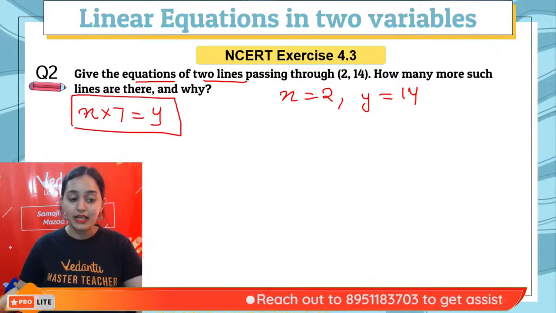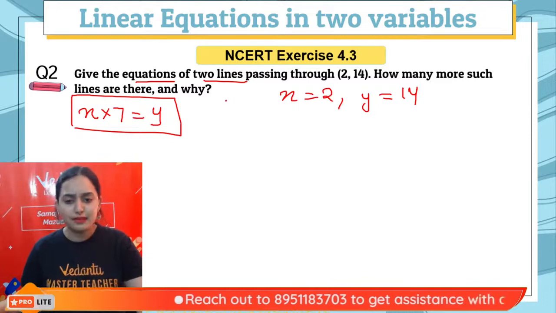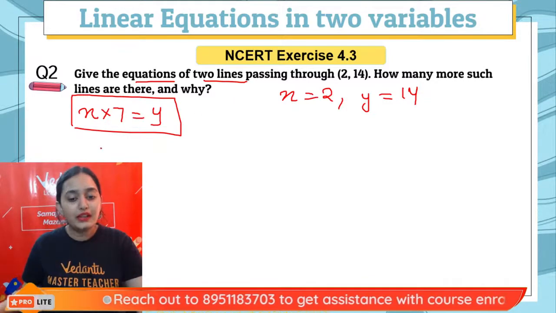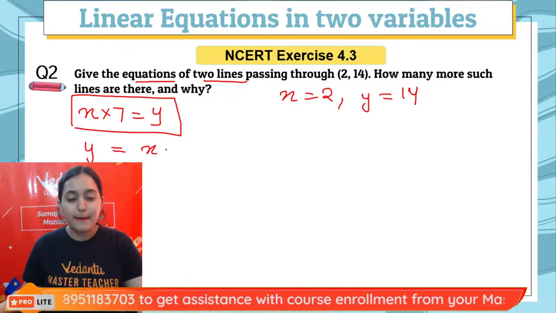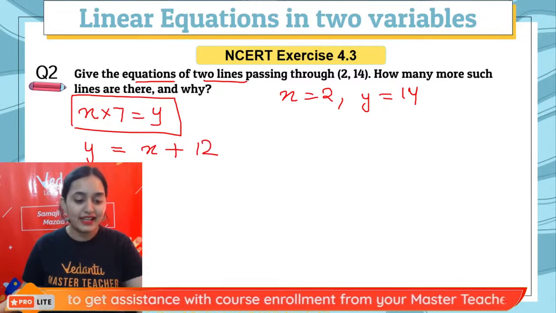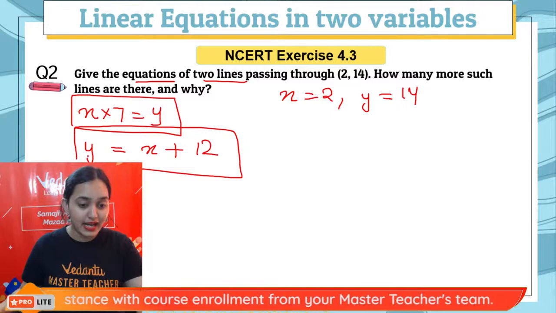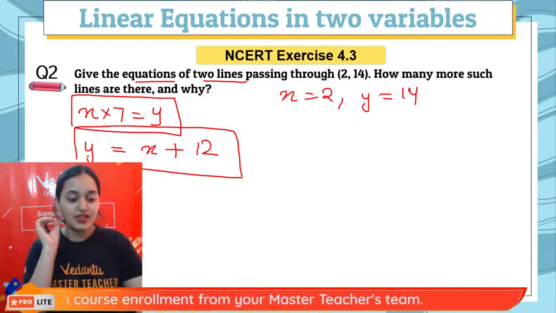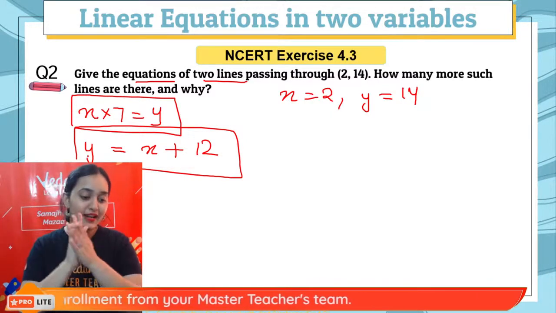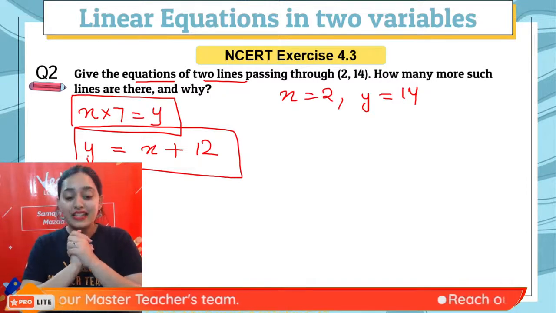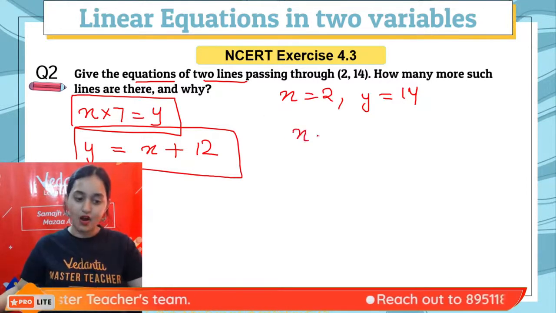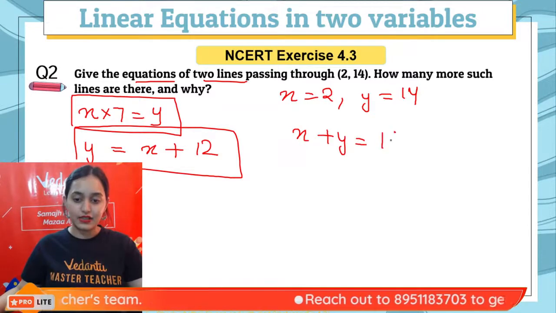ऐसे ही आप एक इक्वेशन बनाओ. Very simple. For example, you can write that y is equal to x plus 12. ये भी तो एक इक्वेशन बन जाएगा, है ना? Very nice, Sudiksha. X plus y is 16. Wonderful. Very good, Pragati. Absolutely right. So like this, one more equation we can form. X plus y is equal to 16.